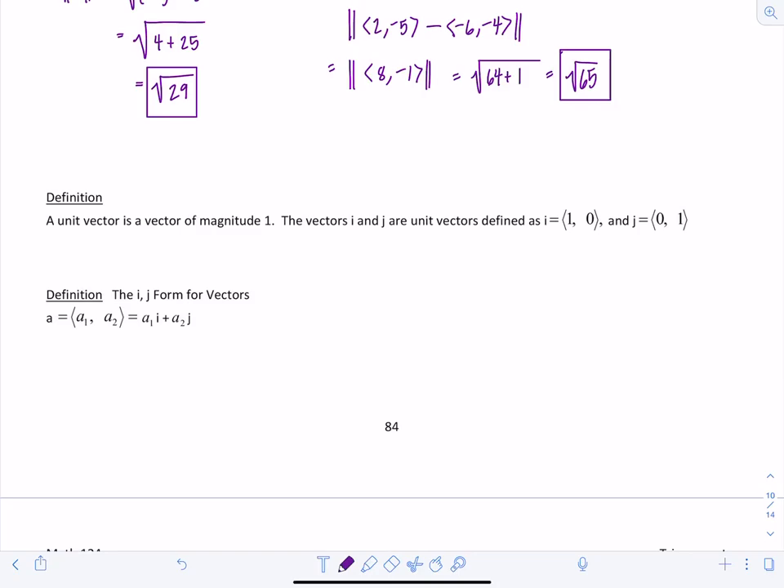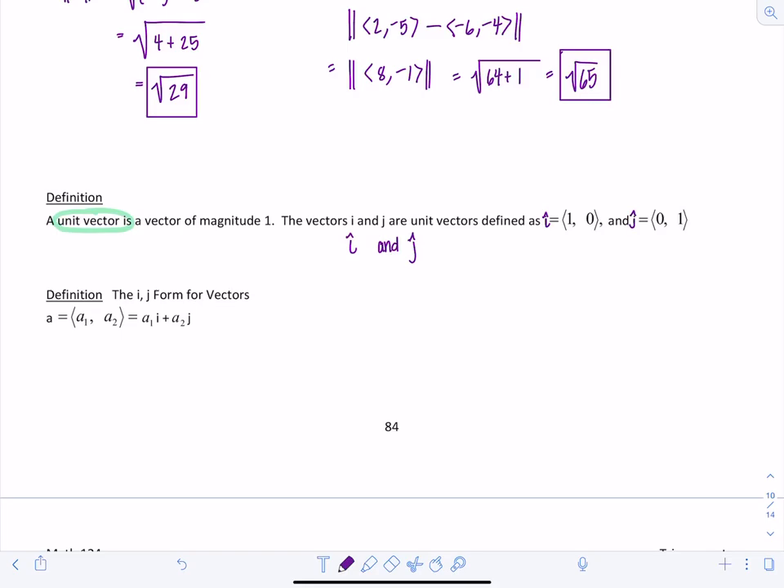Next, we have another definition. A unit vector is a vector of magnitude 1. So basically, its length is 1. And we have two special vectors. This should be bold, I and J. And when you write it by hand, you put a little hat on it. So you say I hat and J hat. And they are unit vectors defined as following. So I hat has components 1, 0, and J hat has components 0, 1.